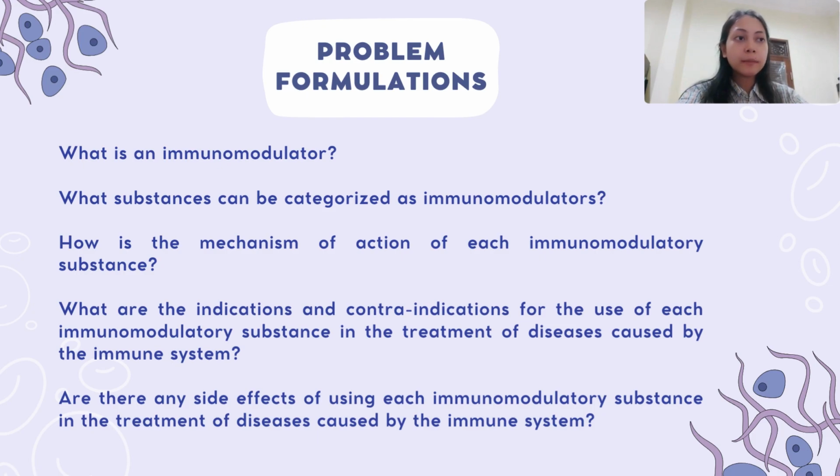Based on the background, the problem formulations are: what is an immunomodulator, what substances can be categorized as immunomodulators, what is the mechanism of action of each immunomodulatory substance, what are the indications and contraindications for the use of each immunomodulatory substance in the treatment of diseases caused by the immune system, and are there any side effects of using each immunomodulatory substance in the treatment of diseases caused by the immune system?